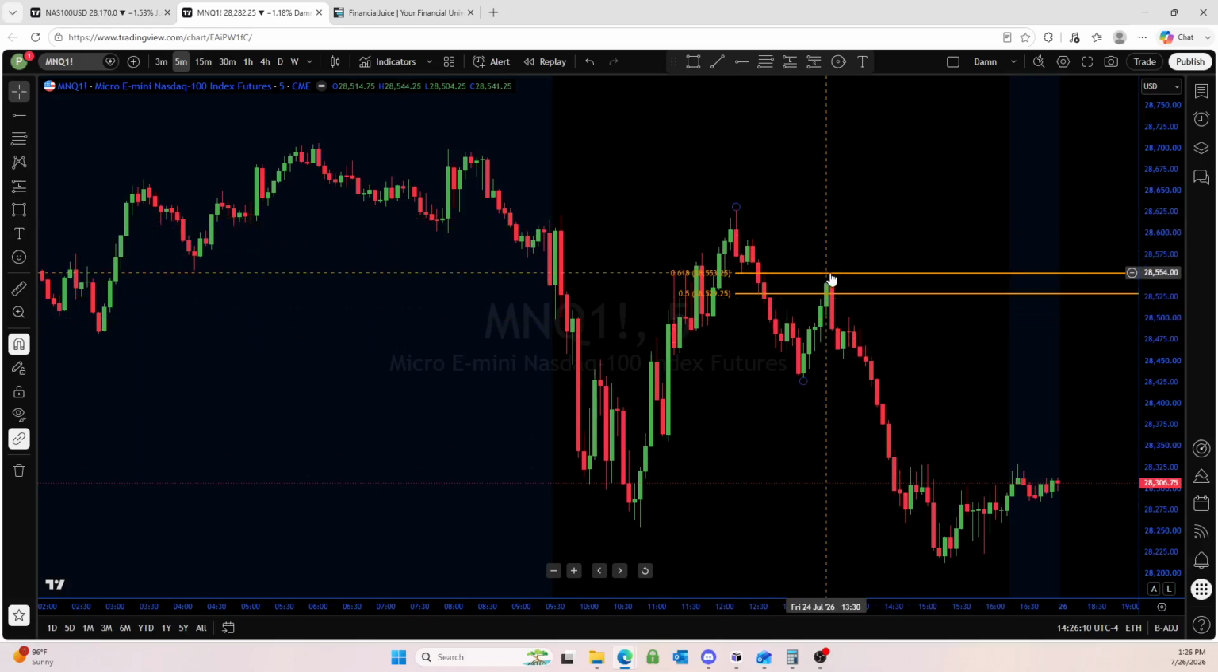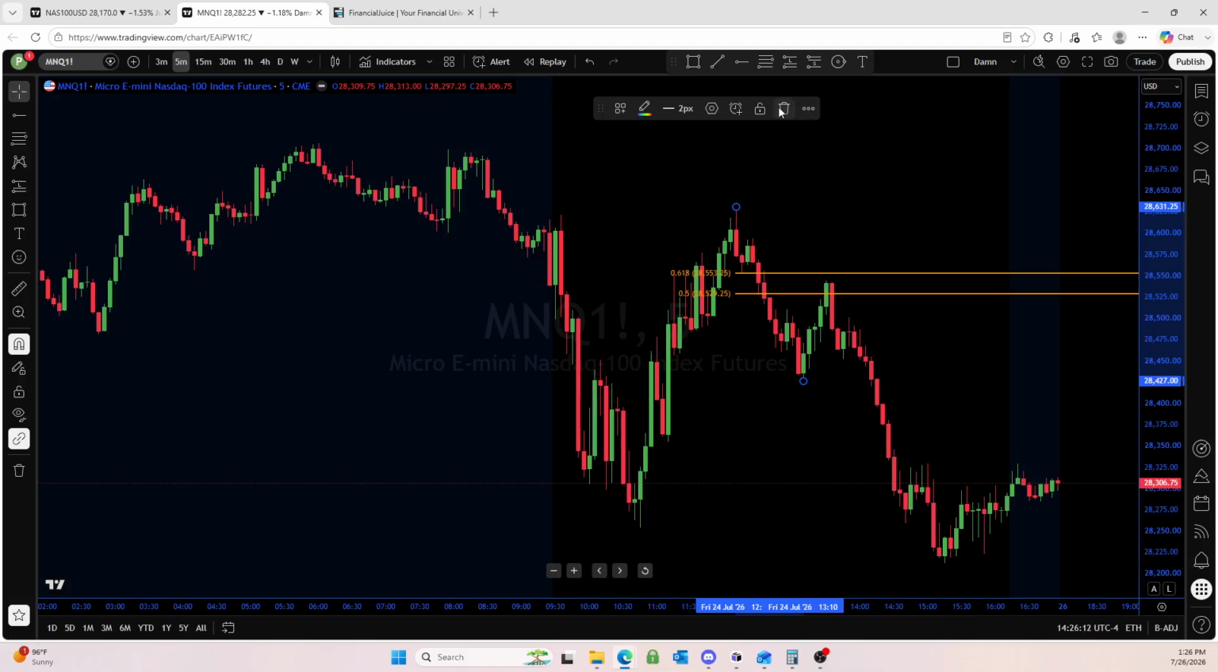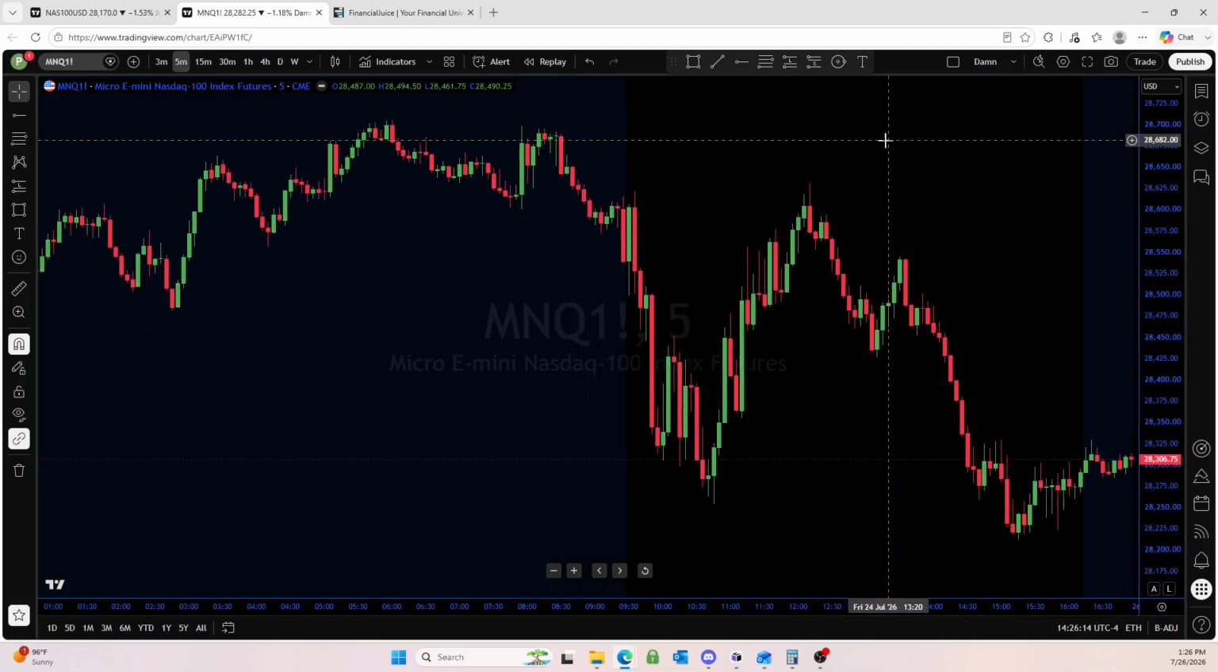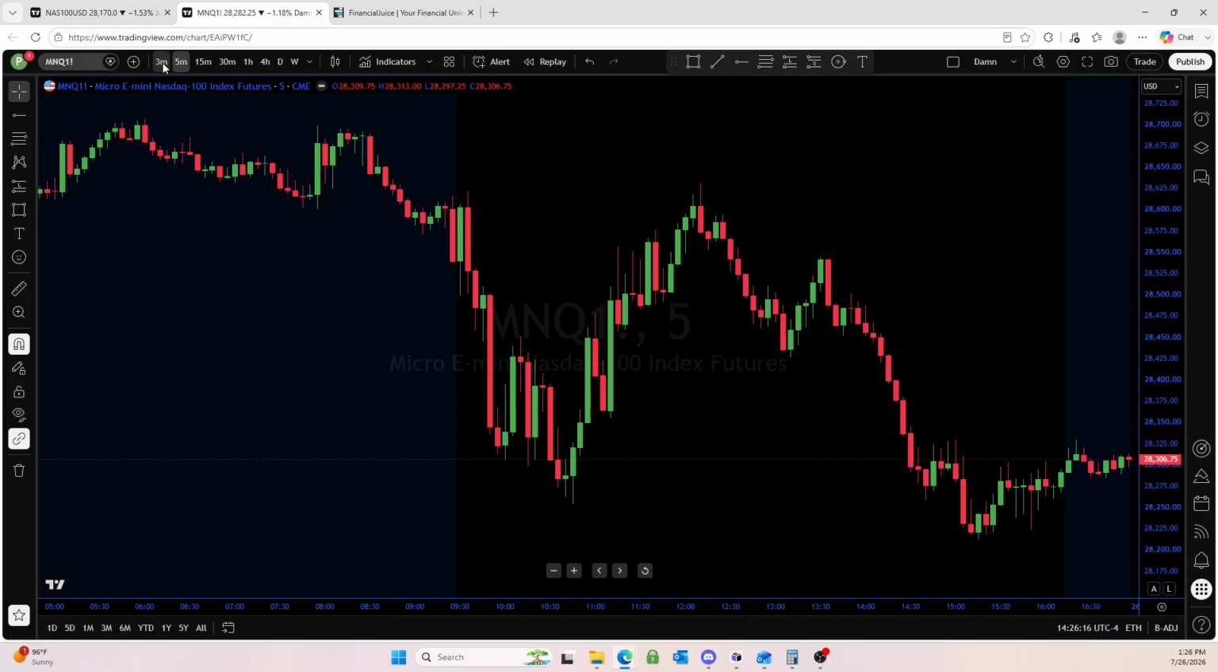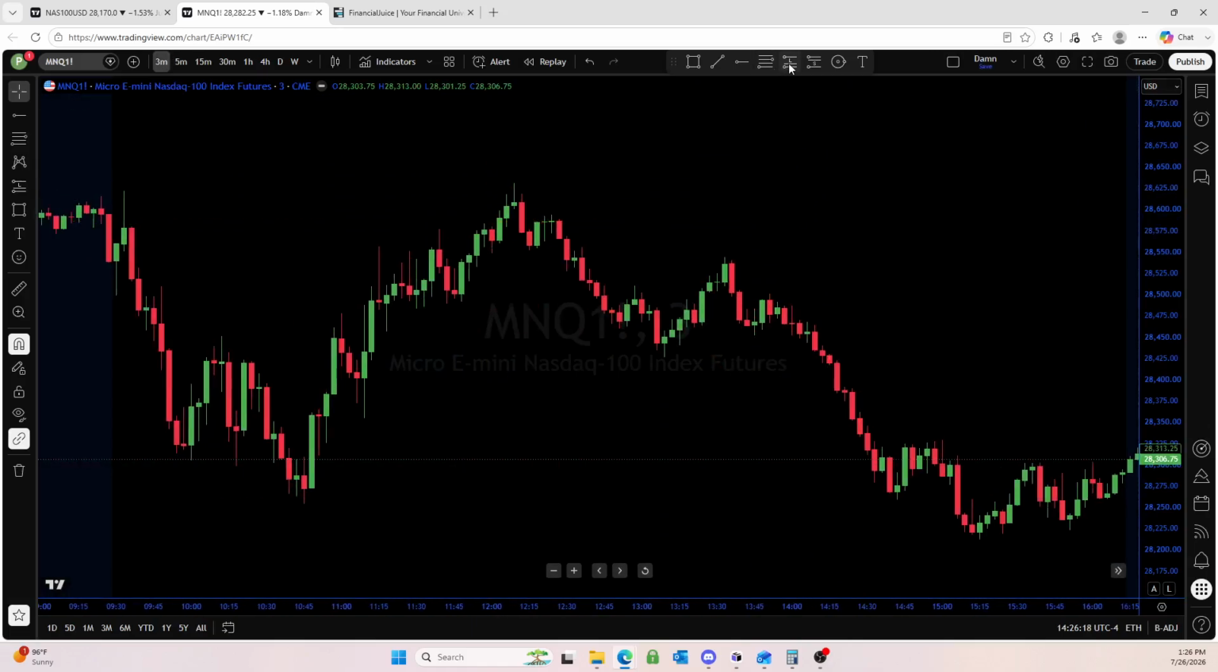All right, so once again, I'll get into this in a different video, but this is just how to mark up a chart. So for a long tool, L will be you're taking a position to the upside, and an S you're taking a sell, which is a position to the downside. So L is going to be long for buy, and S is going to be short for sell.